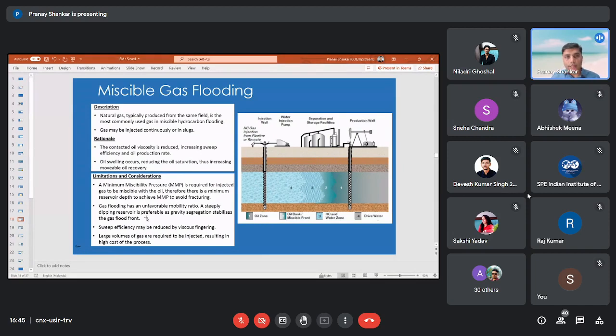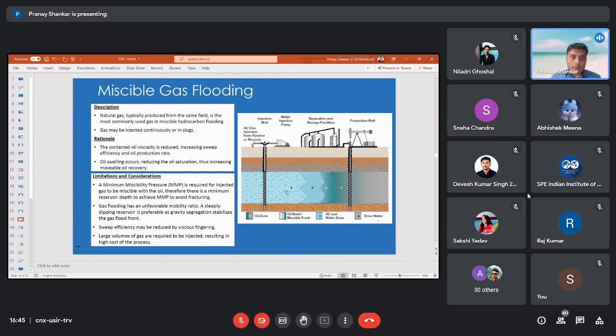So gas EOR, when we say, first is your miscible gas flooding. For example, you see this is your injector well, this is your producer well. So what we do, on surface we inject gas through the injector and then try to displace the oil, and these are the various zones that are created between an injector and a producer.